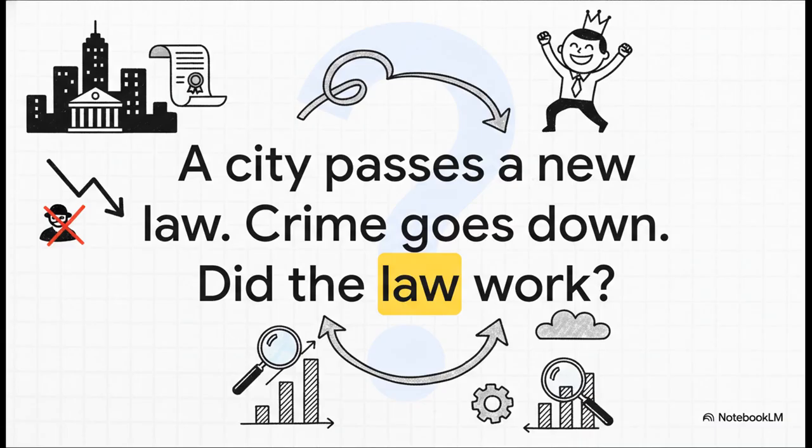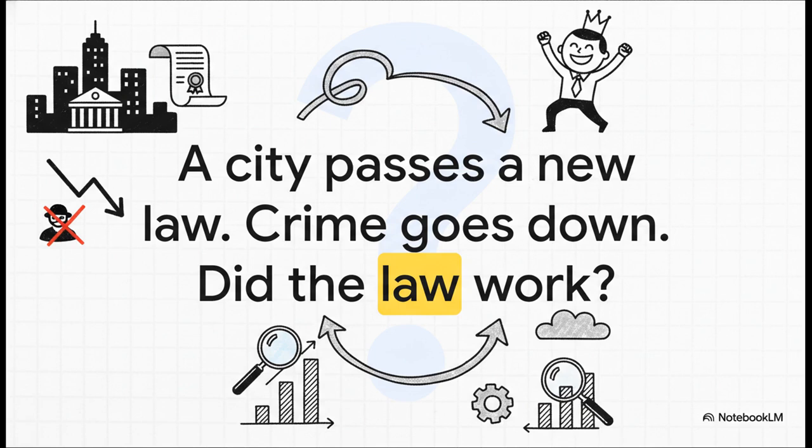So picture this, right? A city passes a brand new law. A few months go by and hey, the crime rate actually drops. The mayor's office is thrilled, they're taking a victory lap, but here's the million-dollar question. Did the law actually work, or was something else going on at the same time that pushed crime down? Answering that is so much harder than it looks, and it gets right to the heart of what we're talking about today.